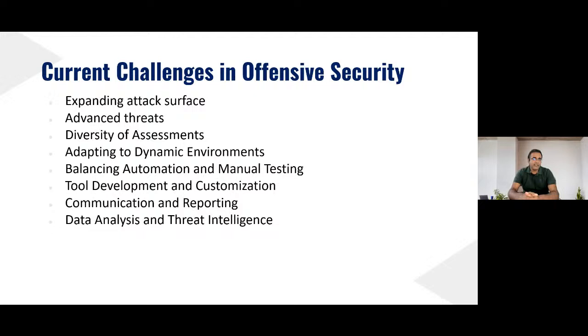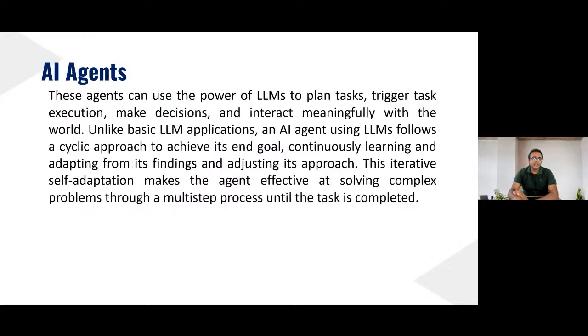Right? We need a very good technique, and it needs to be adaptive. So this is where AI comes into play. AI usually will have something called an AI agent. These are basically agents which follow a cyclic approach. They keep on doing the same process again and again. They learn from their past behavior and they improve the approach, right?